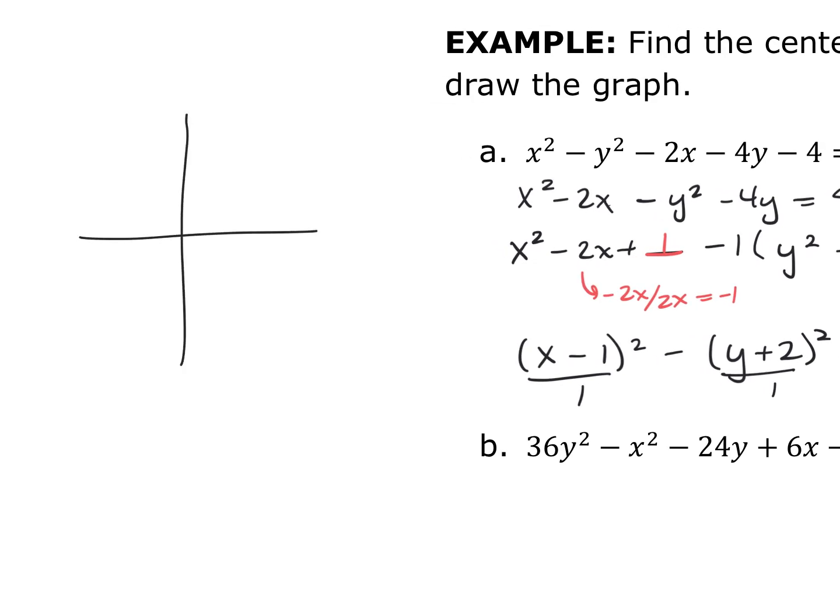The x is the one that is positive, so that is my transverse axis. Now, it's going to run parallel. I need to go from my center. My center is 1, negative 2. So here's where my center is. From my center, now I know the x is positive, so this is where my transverse axis is going to run. From my center, I'm going to go 1 in each direction to find my vertices. So here is the location of my vertices. My vertices are going to be 0, negative 2 and 2, negative 2. So I found my vertices.